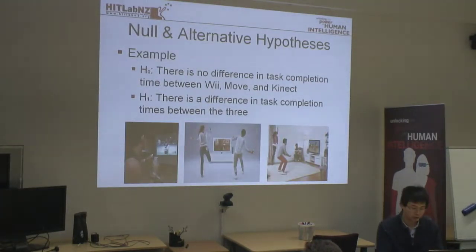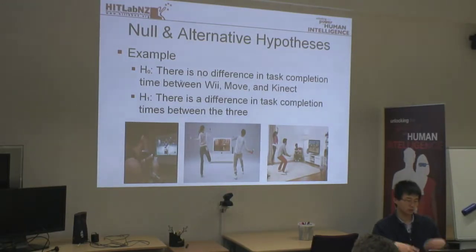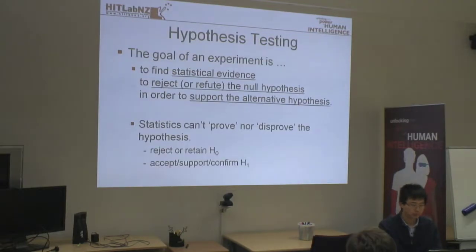So again, an example with the three user interfaces. If we are a Kinect developer, then we want to say that Kinect is faster to interact with, so the task completion time is smaller. Then the statement or hypothesis you want to support is the second one, which is there is a difference in task completion times between the three. That's the alternative hypothesis. But since we cannot really prove this easily using an empirical study, we make a negation of it, or invert the sentence, saying there is no difference in task completion time between vMove and Kinect, and that becomes a null hypothesis. And using the user experiment, you try to find statistical evidence that you can disprove this H0.